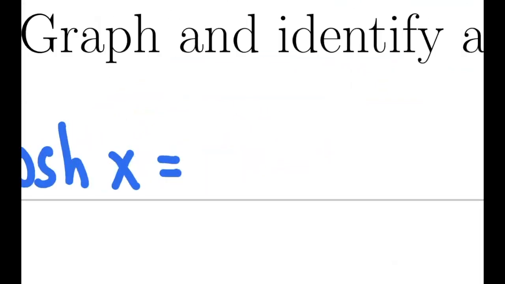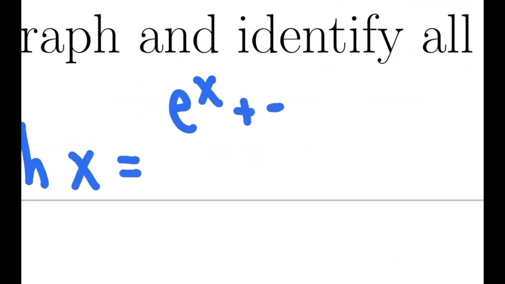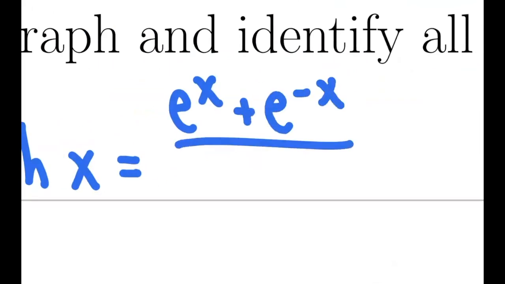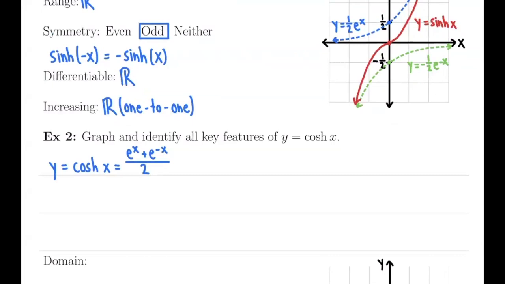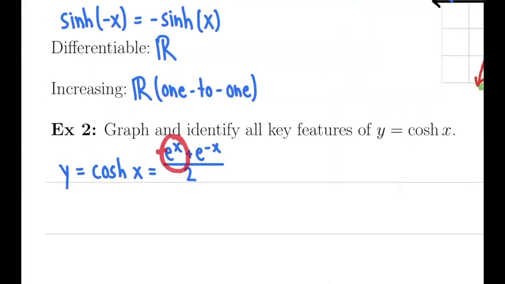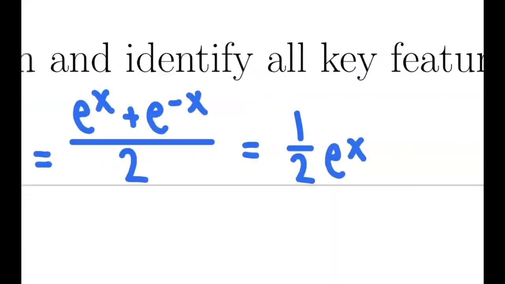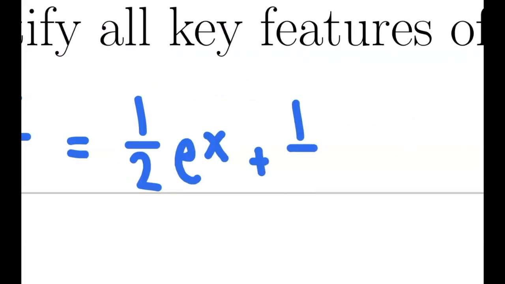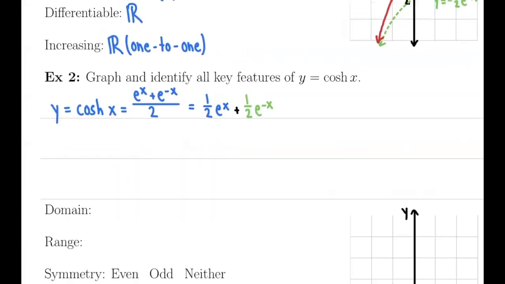That equals (e to the x plus e to the negative x) divided by 2. Again, it's a combination of an increasing exponential and a decreasing exponential function. Let me write it like I did last time. I'm going to split this up into 1/2 e to the x and 1/2 e to the negative x. And just like last time, I'm going to graph the blue and the green function on the same grid.